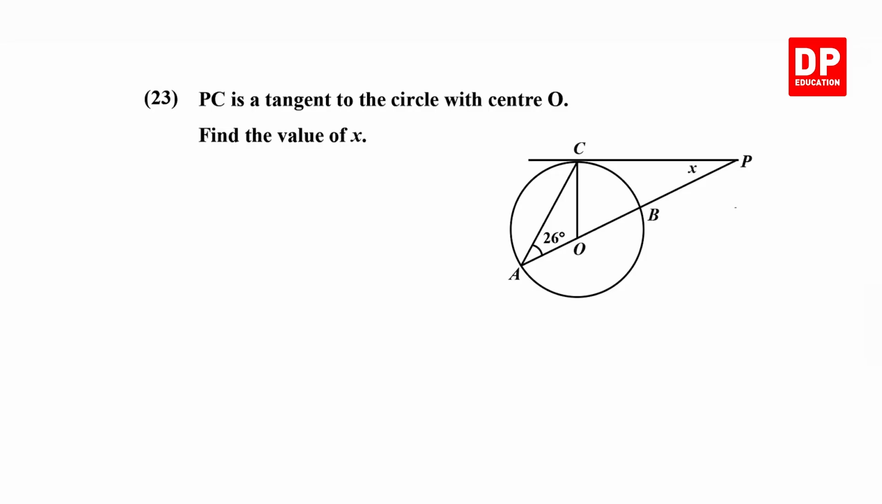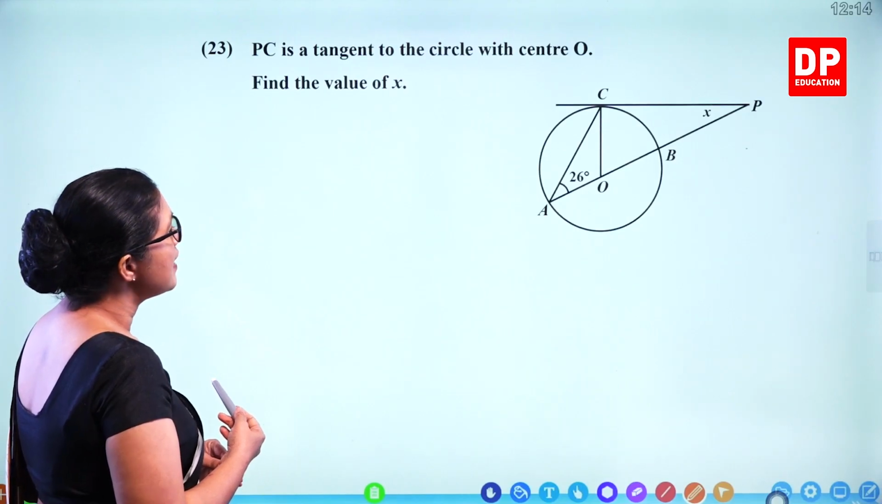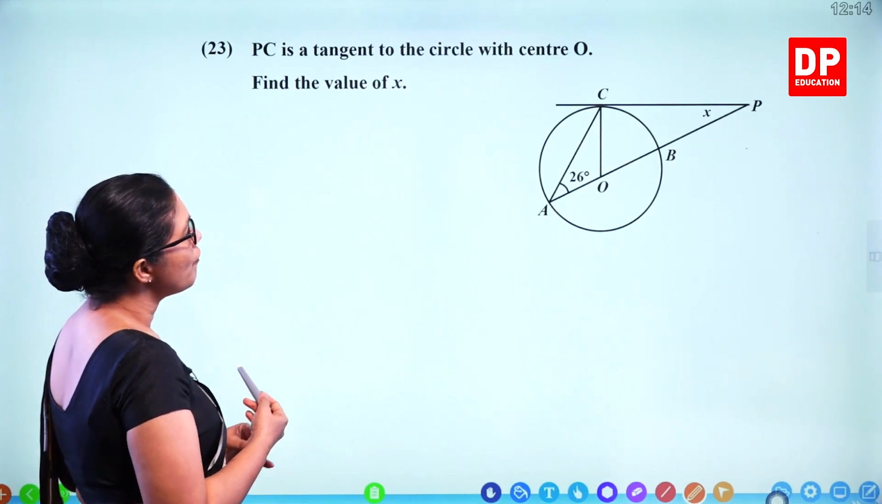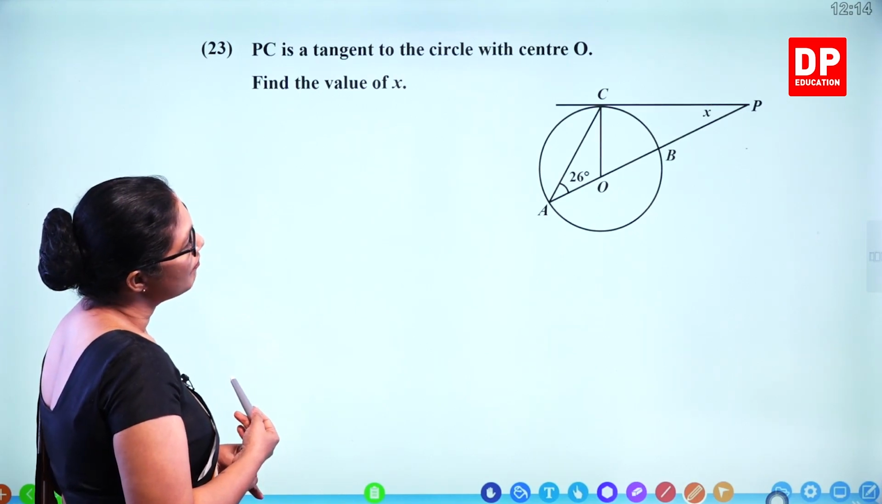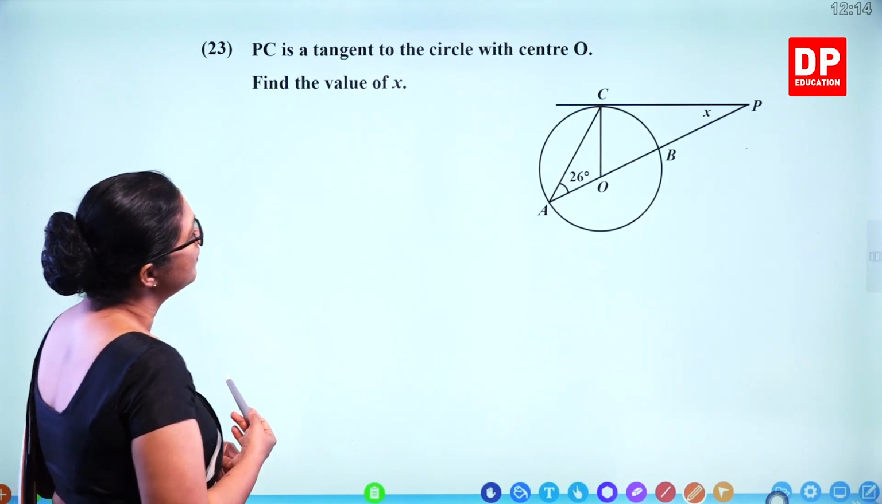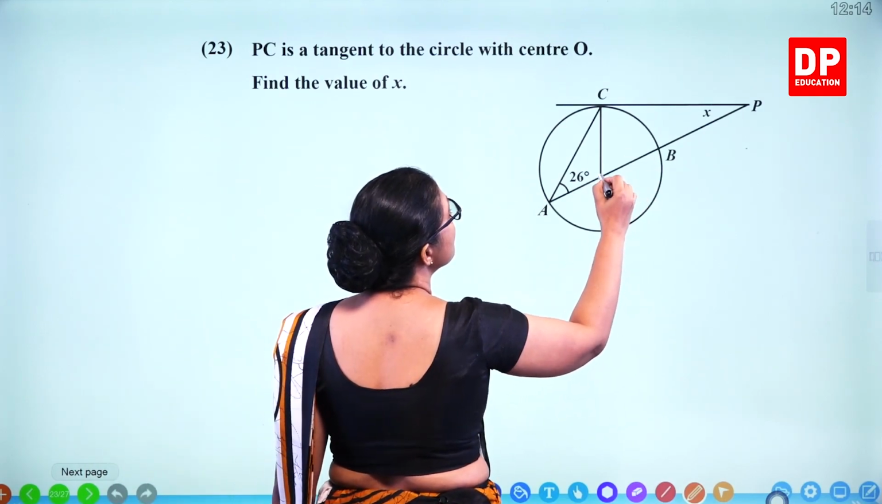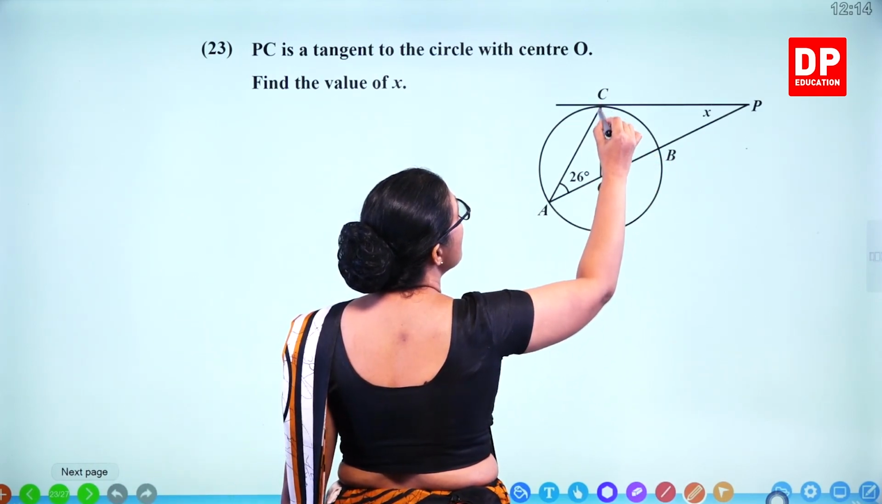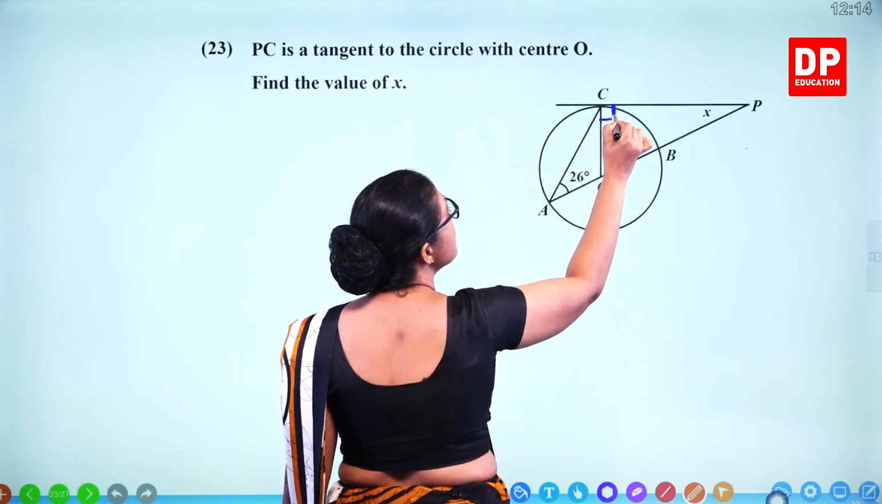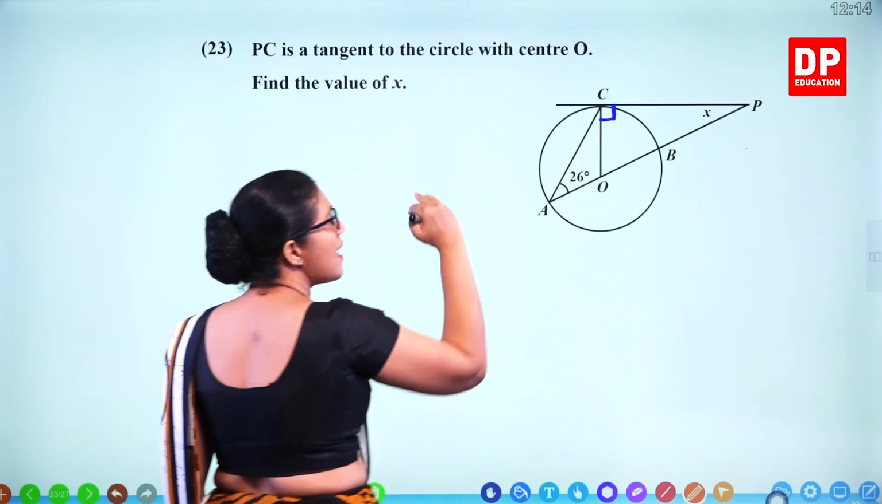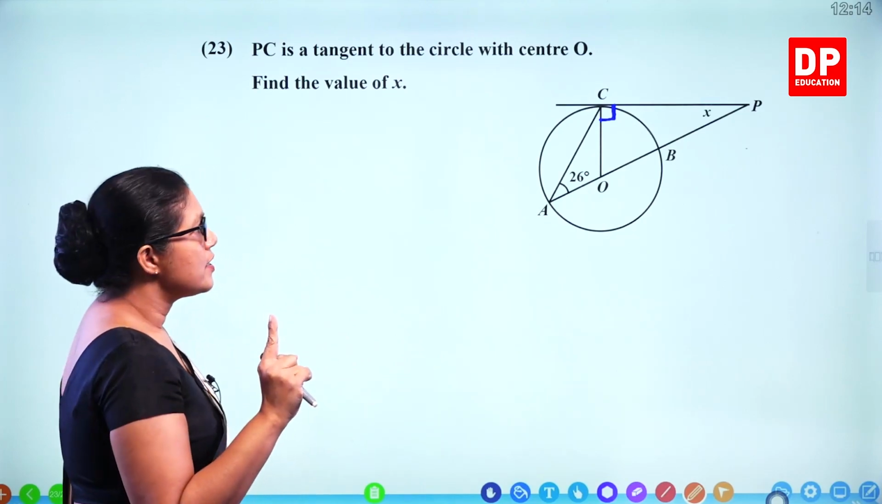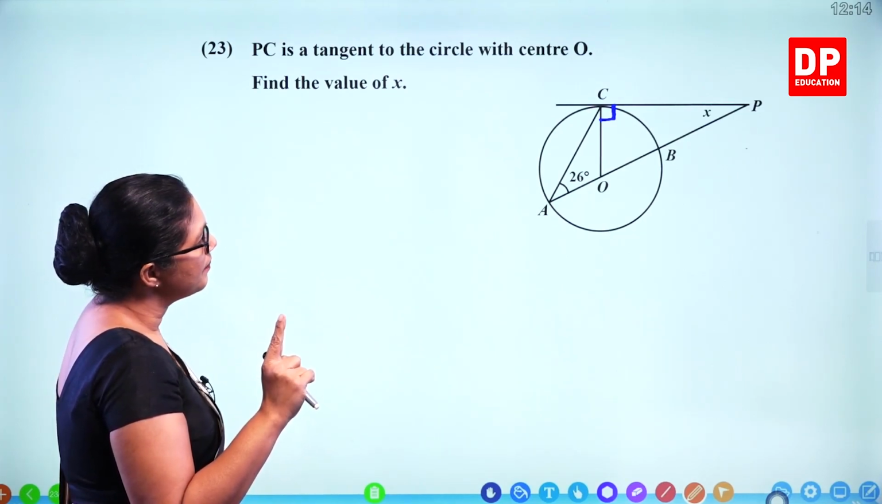Question number 23. PC is a tangent to the circle with center O. Find the value of x. O is the center. Now can you see? This and this are 90 degrees. The radius and the tangent are both perpendicular. That's 90 degrees.